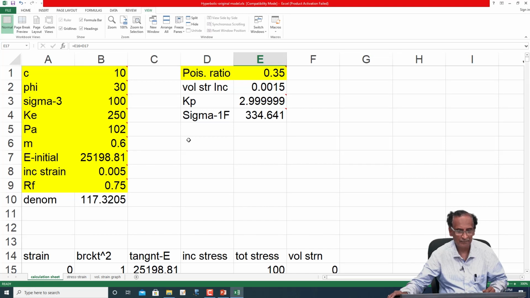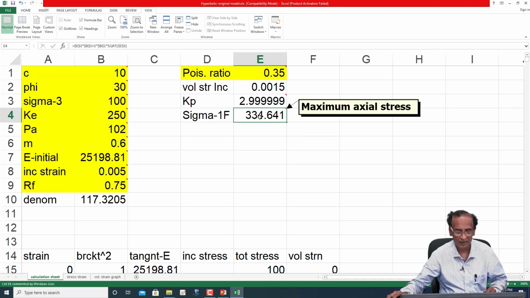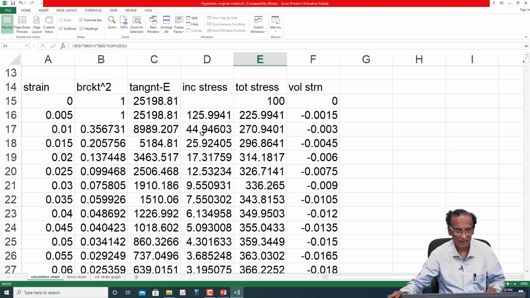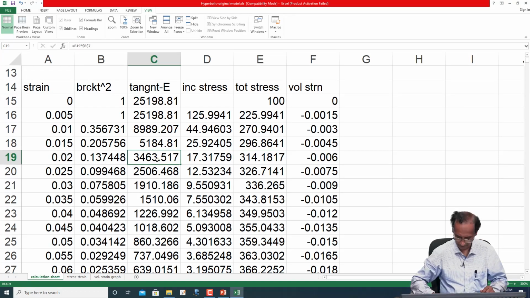In this particular case, your maximum sigma 1 is 334.64. So here we see at an axial strain of 0.02, our axial stress is 314, and then if you look at the tangent modulus, it is gradually decreasing. Initially it was 25,198, then it has decreased to 8,989, 5,184, 3,463, 2,506, and so on. It is decreasing as your stresses are increasing.